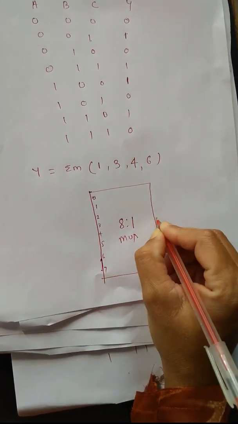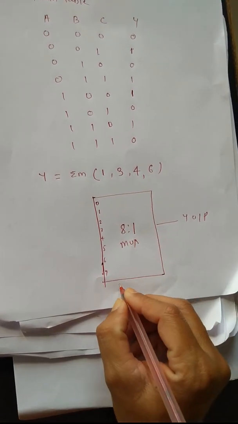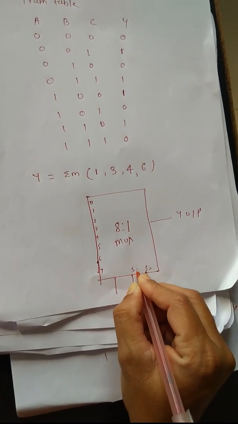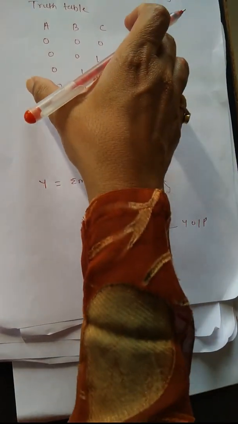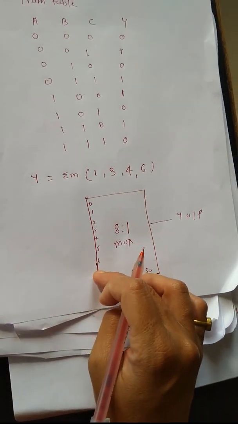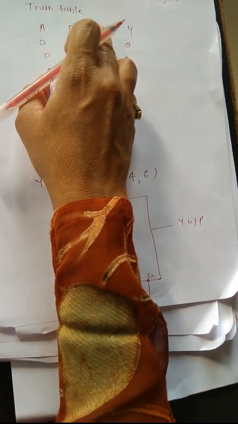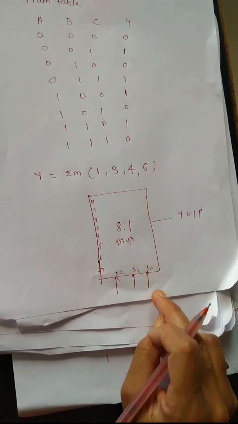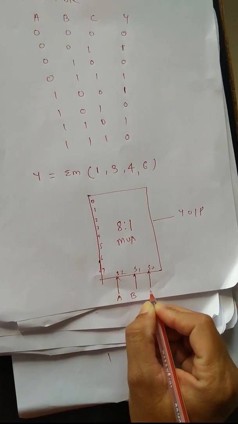The 8:1 multiplexer has one output line, and the select lines S0, S1, S2. From this truth table, Y is the output. There are data inputs 0 to 7, and there are three inputs A, B, C. These A, B, C inputs are connected to the select lines S2, S1, S0.